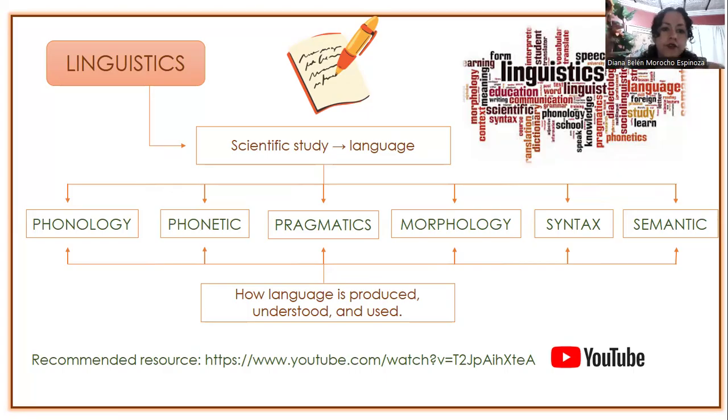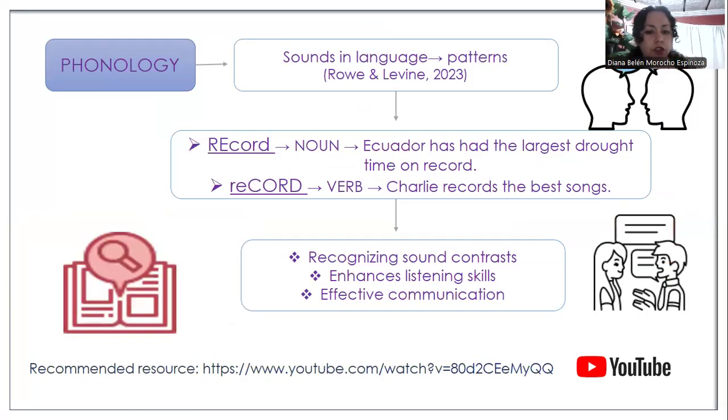So the first one that we will touch on is phonology, which studies or explores the systematic organization of sounds in a language, including the patterns and rules. To clarify, let's see an example. When we say certain words that only change or vary their meaning due to the place of the accent, that is how we pronounce them. So we have here record and record.